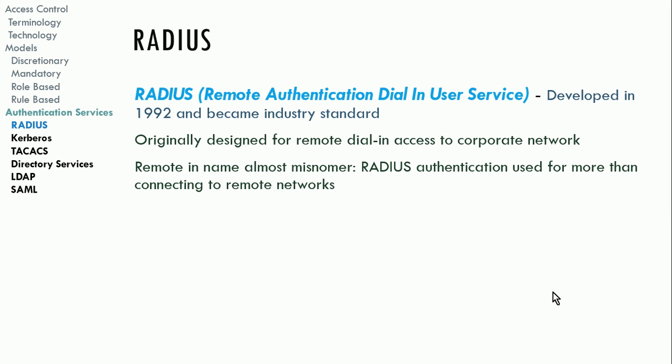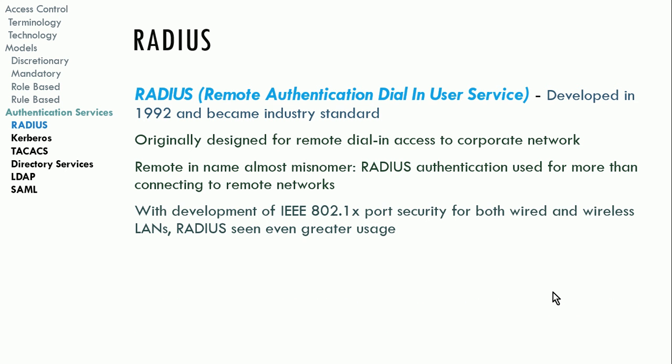So it was originally for dial-in access to, say, a corporate network. So you would dial in with a modem, and this would authenticate that user to the network so that they can then access stuff on the network. With the development of IEEE 802.1x port security for wired and wireless LANs, Radius has been gaining traction, because 802.1x is now pretty common for port authentication. I'll explain what that is.